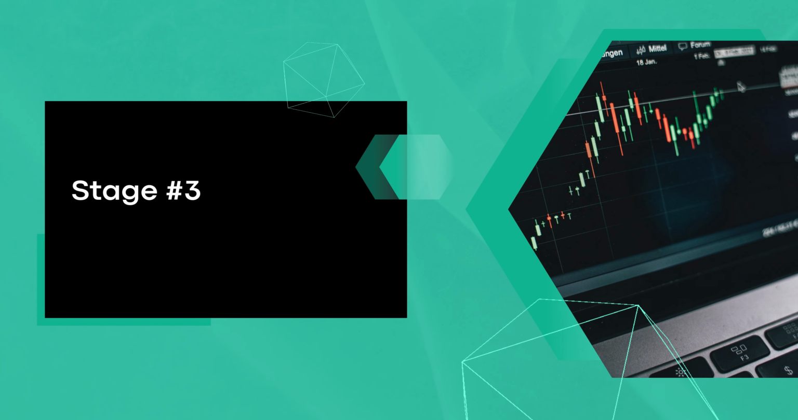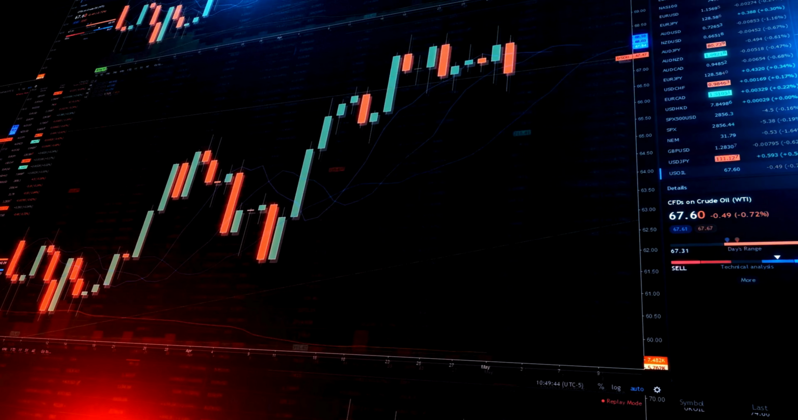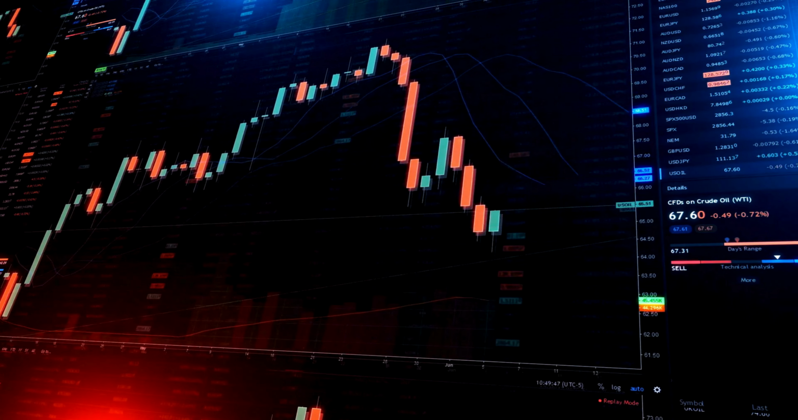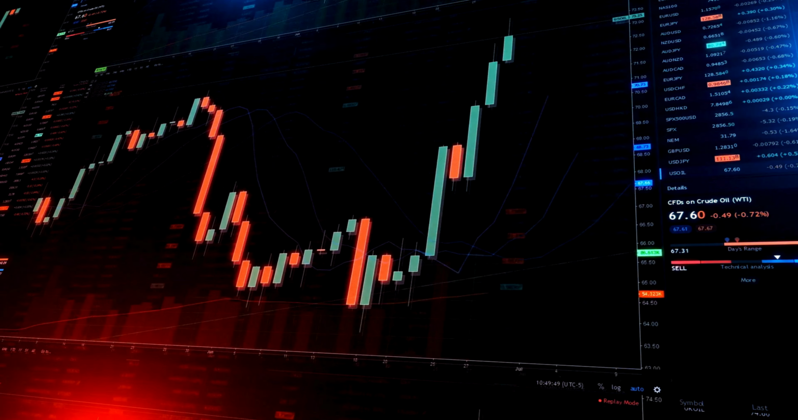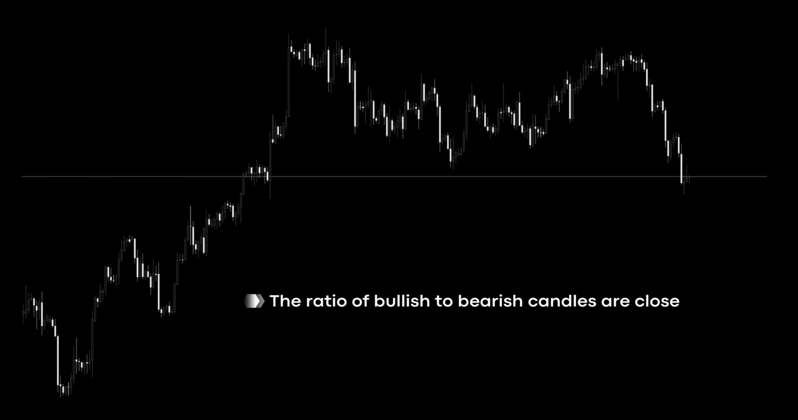Stage 3. The distribution stage. The distribution phase looks like a range market in an uptrend. It tells you the buyers and sellers are in equilibrium. That's why the market is in a range instead of a trending market. Generally, in the distribution stage, the ratio of bullish to bearish candles are close.